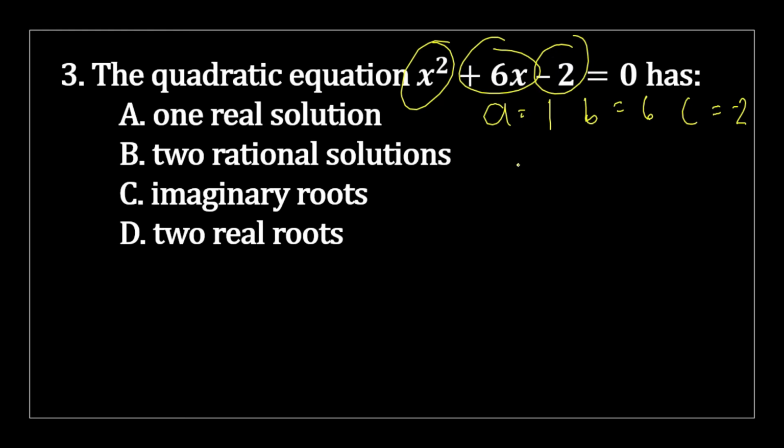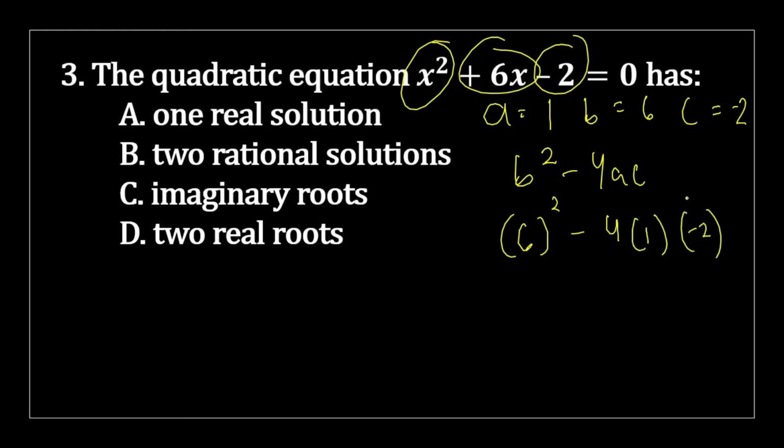So now let's try to solve for the discriminant. B squared minus 4ac. What is b? That is 6 squared minus 4 multiplied by 1 multiplied by negative 2. That is c. So 6 times 6 is 36 plus, because negative 4 times 1 is negative 4, and negative 4 times negative 2 is 8. So plus 8. So 36 plus 8 is 44. Now remember this. This is our discriminant.